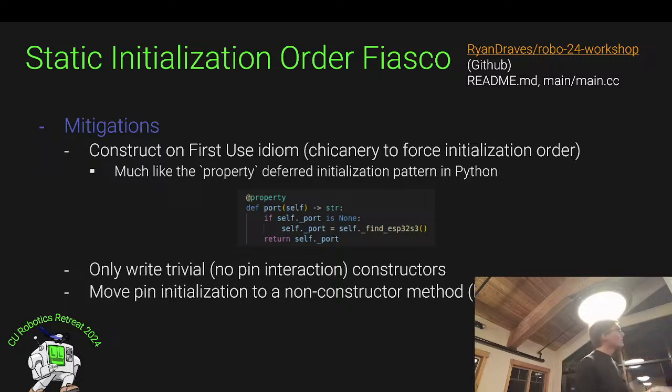Much more common, though, is to only write trivial no-pin interaction constructors in C++ here. That helps deal with this fiasco, so you don't have to worry about whether the pins actually got set or not. And then you might move all of that initial pin logic to some other function, call it initialize, init, or whatnot, and then at the beginning of your program, call those methods manually.